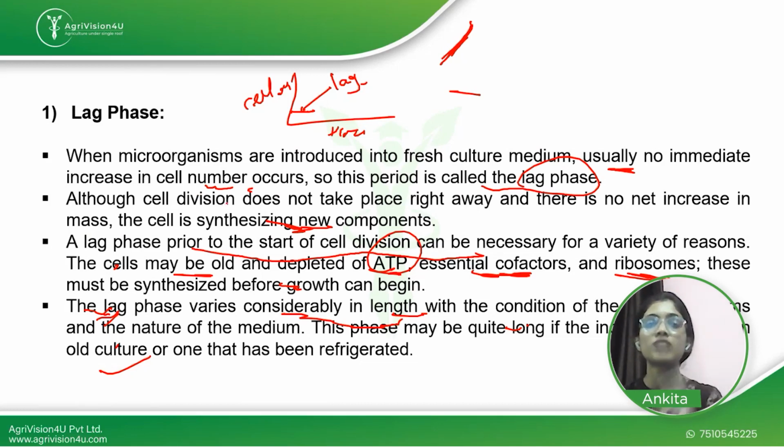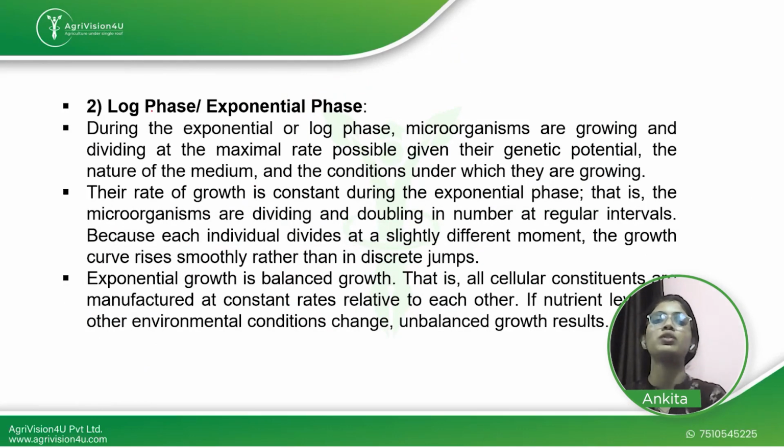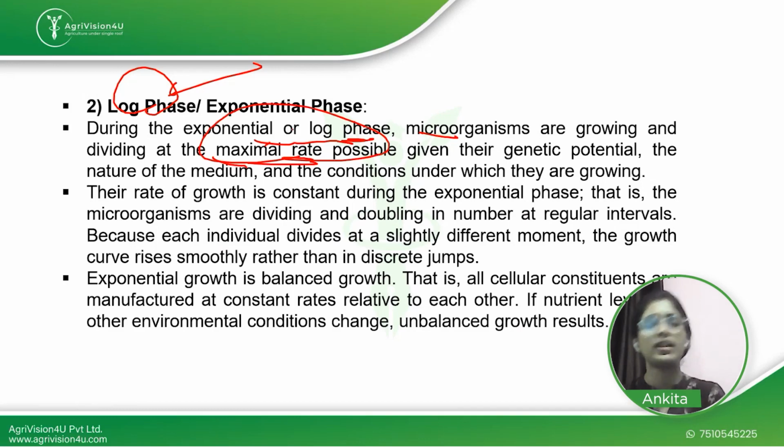And the most important thing is here, cell number is not at all increasing. Okay, that is what you have to remember. When we go for the log phase, from the word log, there is exponential or logarithmic growth in the cell number. During the exponential or log phase, microorganisms are growing and dividing at the maximum possible rate. They are just increasing their number at the maximum possible rate because they have already adapted to the conditions. Now their only work is to just increase the number. So hence they are increasing their number logarithmically.